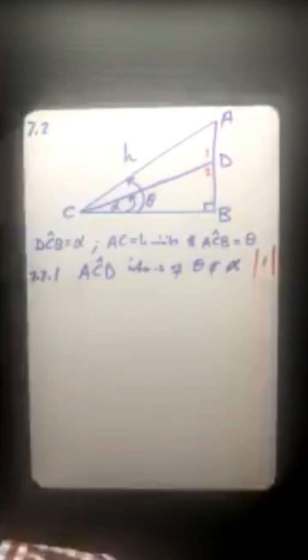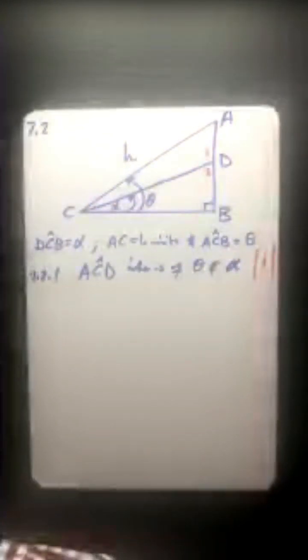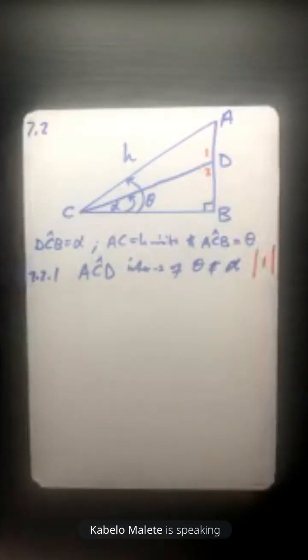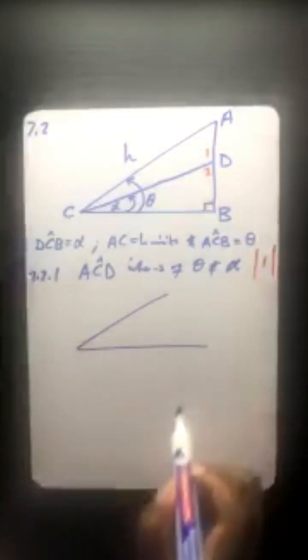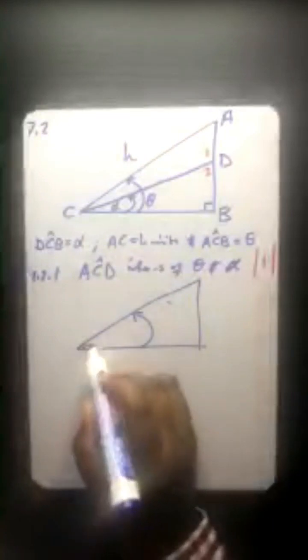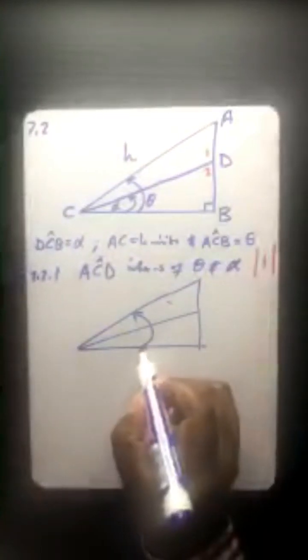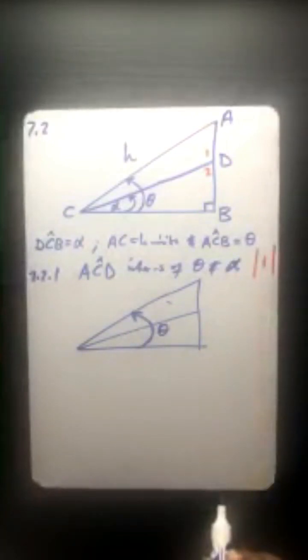So theta is the total angle, and alpha is part of that angle. So to find angle ACD, you have to minus alpha from theta. Yes, honorable member has got a point. Remember, this is now the total angle. Let me maybe complete that. This is now the total angle being theta there.